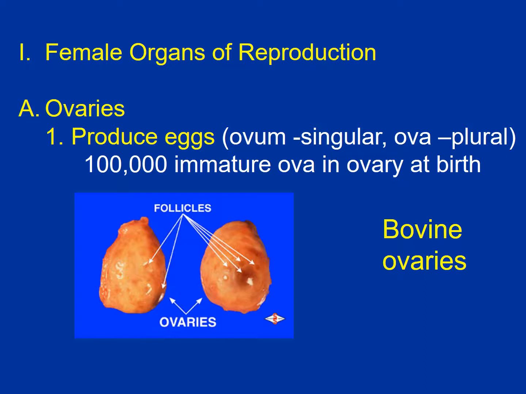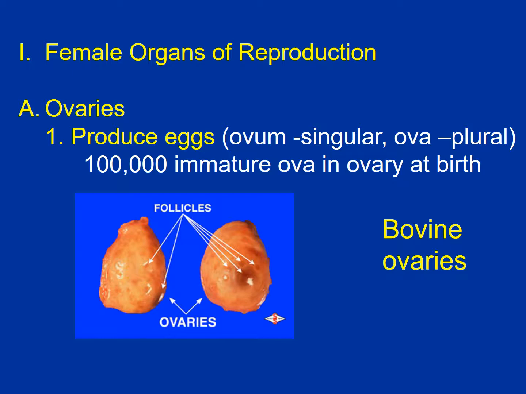The ovaries produce eggs, and eggs mature as the female ages or gets older and starts to ovulate at time of puberty. Interesting things about the ovum: you have the maximum number of immature ovum in the ovary at birth or when the young bird is hatched. Either way. What we have here is a picture of bovine ovaries.